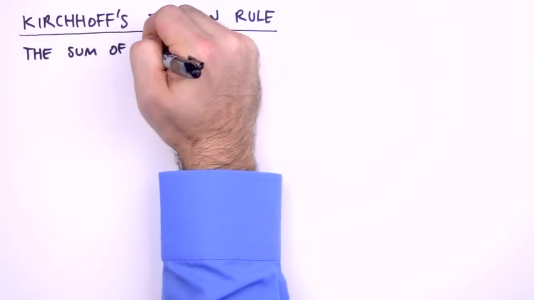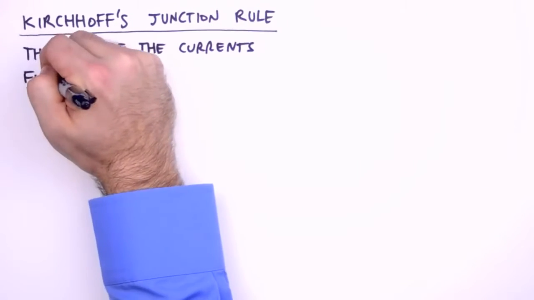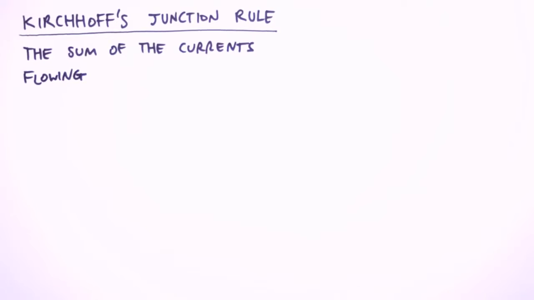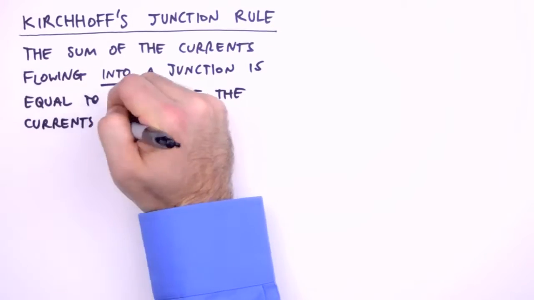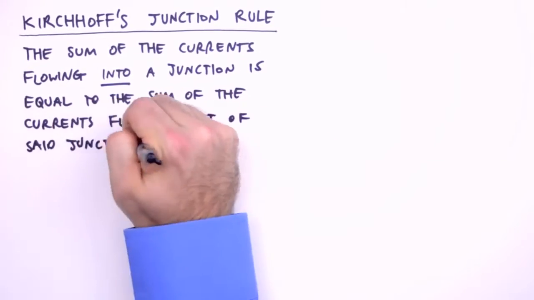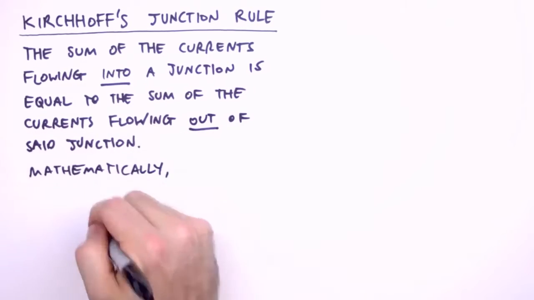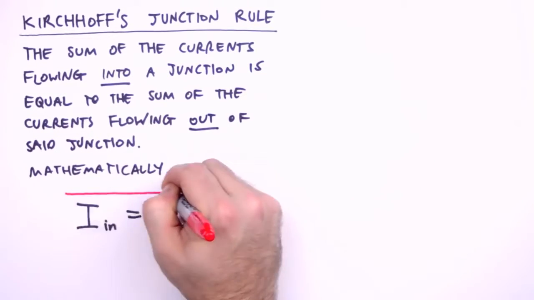The junction rule states that the sum of the currents flowing, and yes, I know that current flow is a bit redundantly redundant. Anyway, the sum of the currents flowing into a junction is equal to the sum of the currents flowing out of said junction. Mathematically speaking, current in equals current out.